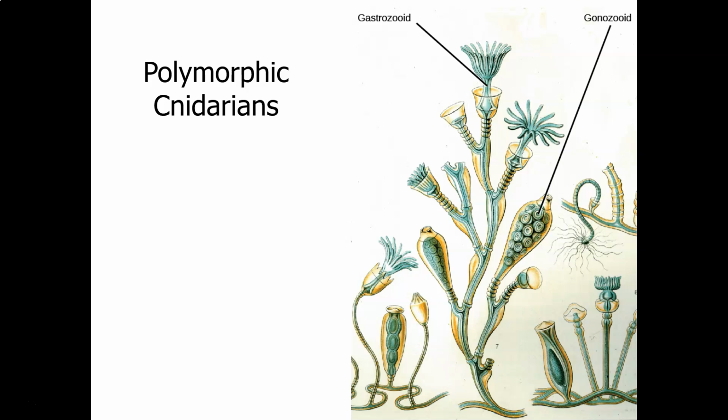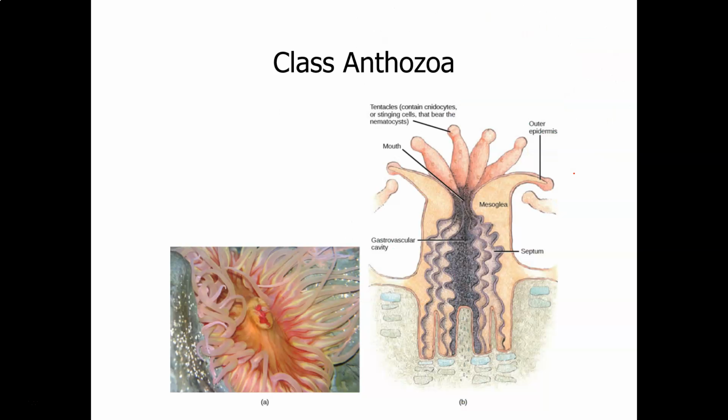There are some cnidarians that are polymorphic. That means many forms. That means that some are polyps and some are medusa. Some have the polyp form and some have the medusa form. This is showing you one called a gastrozooid and a gonozooid. They're different forms. This one is a polyp, and these forms are more like the medusa.